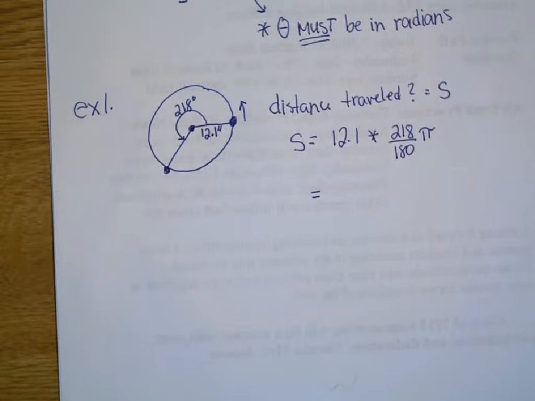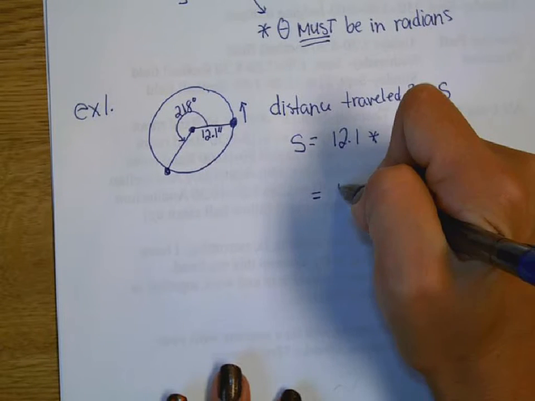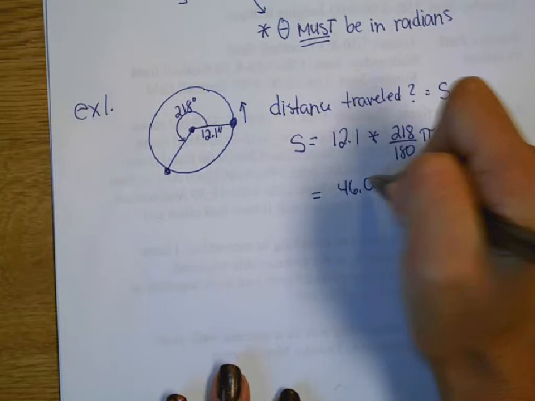So, grabbing your calculators. 12.1 times 218 divided by 180 multiplying by pi. 46 points. So about 46.0. If I go 3 sig figs, they do sig figs here too. Again, I don't mark anything wrong for sig figs. 46.0 inches.